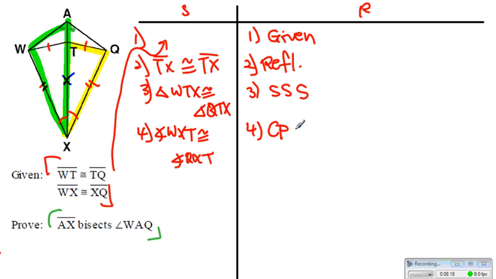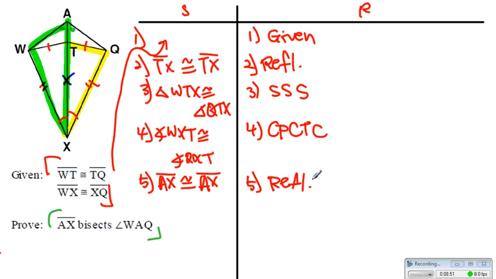Because of the famous CPCTC, the corresponding parts in congruent triangles are congruent. All right, number 5. Then not only is TX congruent to itself, but this time we are looking for AX to be congruent to AX. Of course, the reasoning would be the reflexive property. Once we have that done, number 6, triangle WAX must be congruent to triangle QAX by side-angle-side.